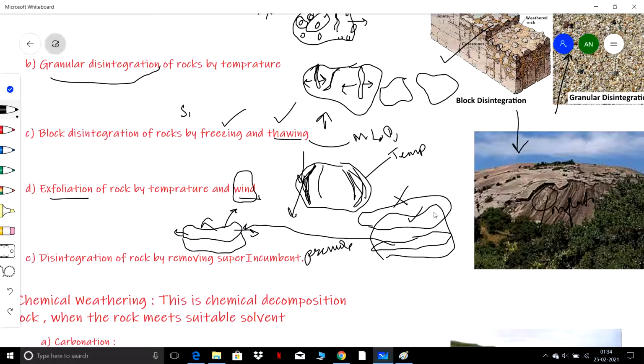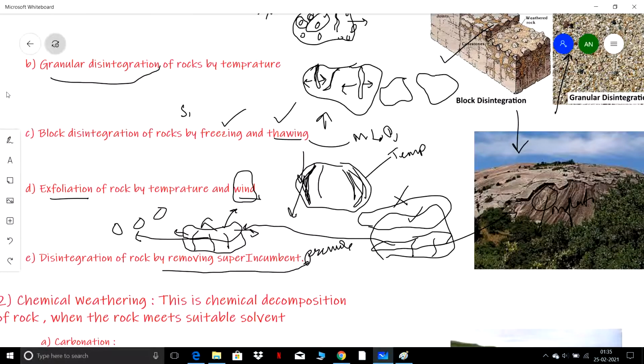When denudation removes the top layer of the rock, the layer below will expand due to removal of superincumbent pressure. This expansion leads to development of cracks, which over a period of time disintegrates. This is called disintegration by removing superincumbent pressure. Understood? When denudation removes the above layer, the layer below will expand when it is exposed to the atmosphere due to decrease in pressure. This expansion will generate cracks, which further leads to disintegration. This is called disintegration of rock by removing superincumbent pressure.